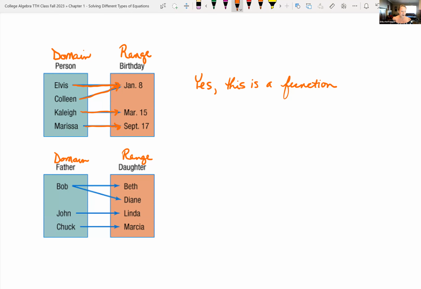Okay, so good job. You guys got that this was not a function. And it's not a function because we have at least one input, in this case, one input that gives us back more than one output, which is Bob. He has one daughter, Beth, and he has another daughter, Diane. So Bob, the input, has two separate outputs. So this is not a function.